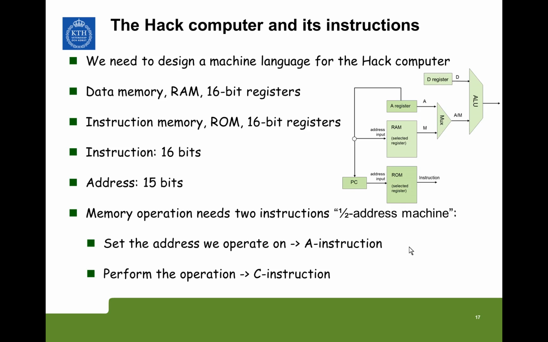We know that this computer has a data memory of 16-bit registers, an instruction memory of 16-bit registers, and an arithmetic unit that has a 16-bit input. It means that instructions will be 16 bits, and we will use addresses of 15 bits. Memory operation will need 2 instructions. That's why we called our machine a half address machine. So we define A instructions that will give the address or data actually, and C instructions for computation.